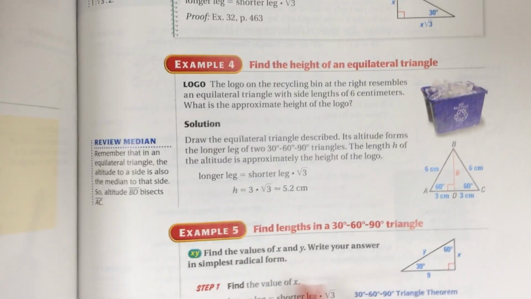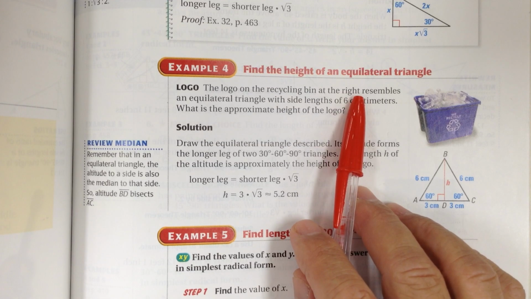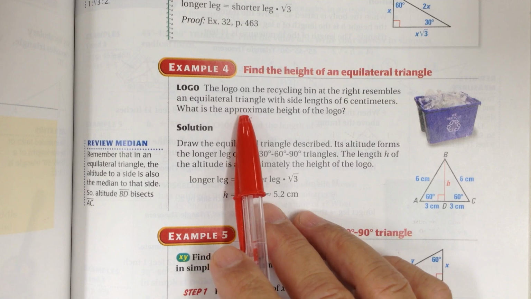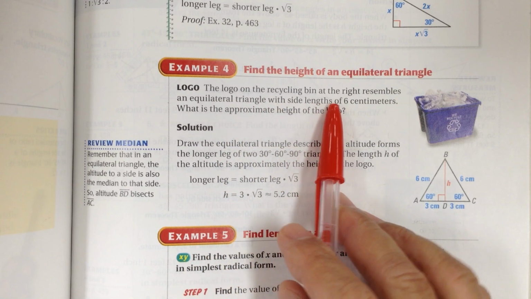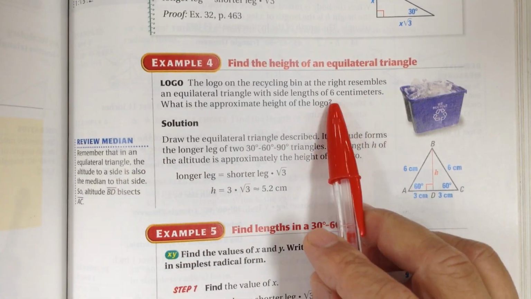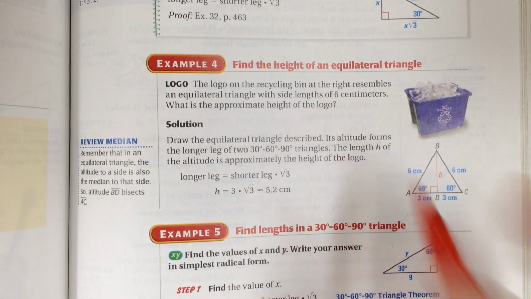So let's go to finding the length of the equilateral triangle. It says the logo on the recycled bin at the right resembles an equilateral triangle with a side length of 6.